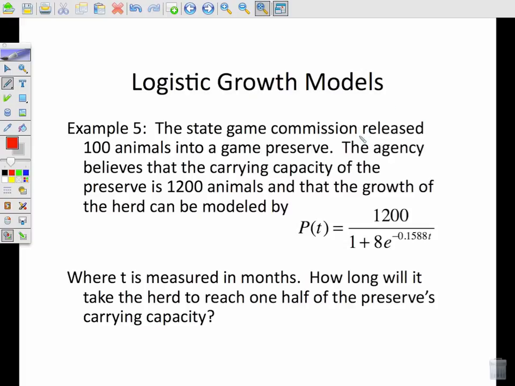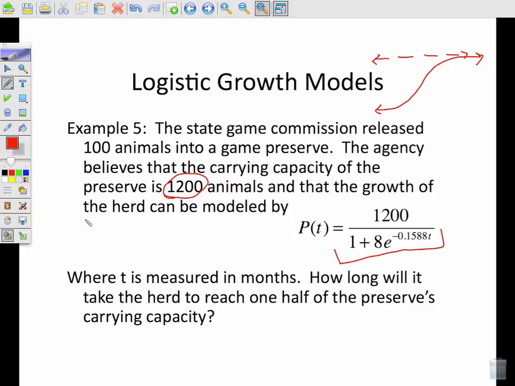All right, we've got our logistic growth. The State Game Commission released 100 animals into a preserve. The agency believes that the carrying capacity of the preserve is 1,200 animals. That's the total. So if you look at the growth of the preserve, it's going to slowly approach that horizontal asymptote at 1,200.